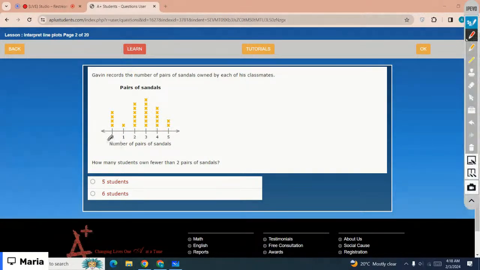0 and 1, right? So one, two, three, four people own zero pairs of sandals and one person owns one. So fewer than two, four plus one means five. The total students who own fewer than two are five students. The correct option is five. Got it? That is five students. Option number one is the correct option.